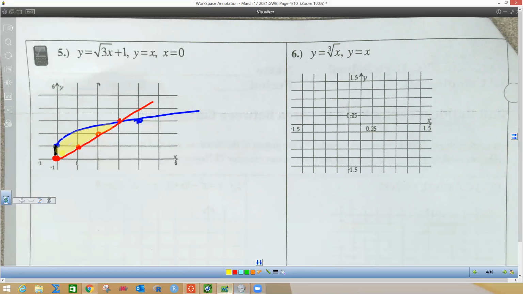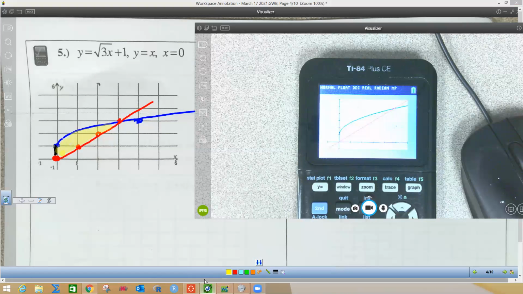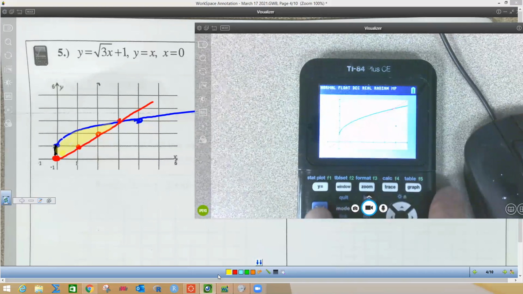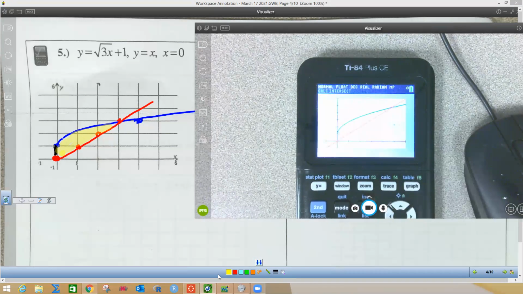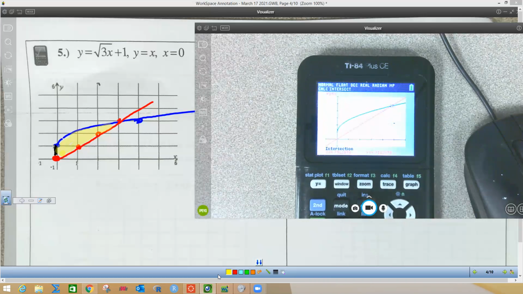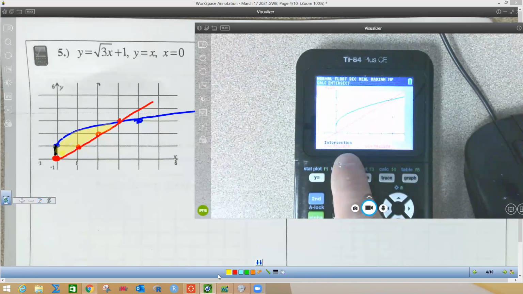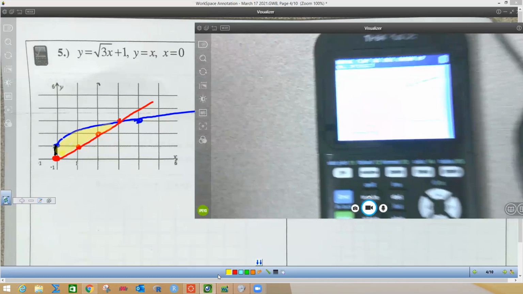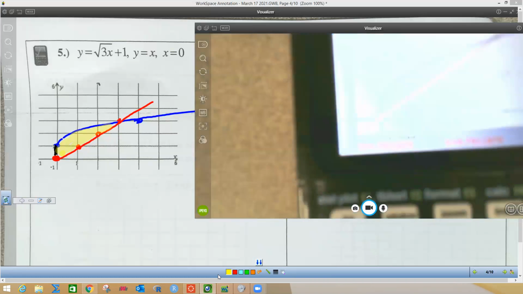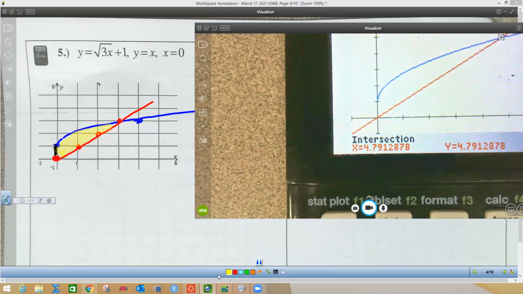So we're going to go back to our trusty calculator to do that. What I'm going to do is hit second calc 5 for intersection. I'm going to bring it over there by that because I need that. I'm going to hit enter, enter, enter. And there's that 4.7. I don't know if you can see it. I'm going to zoom in a little bit. Hopefully it'll clear up there. 4.79128878.